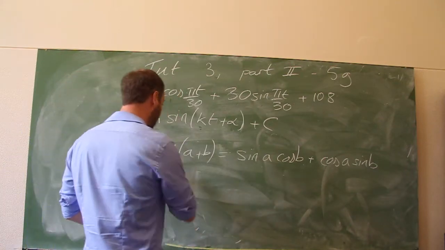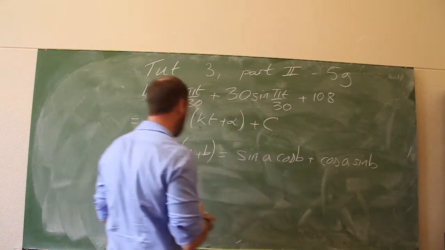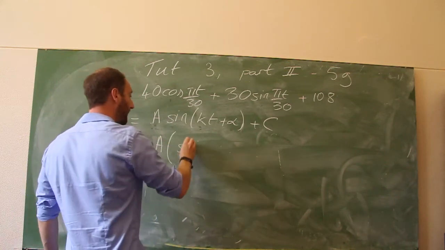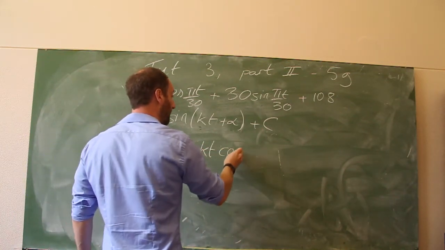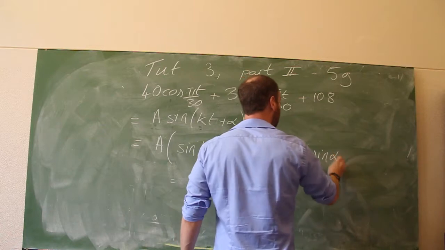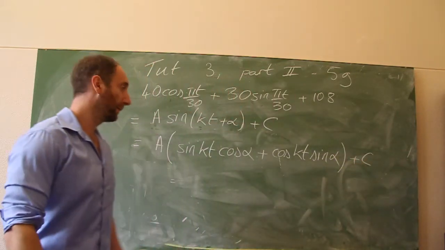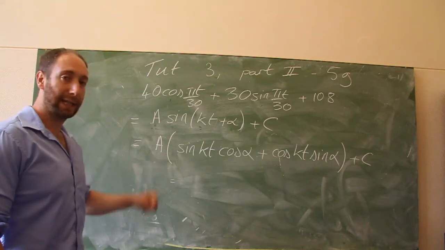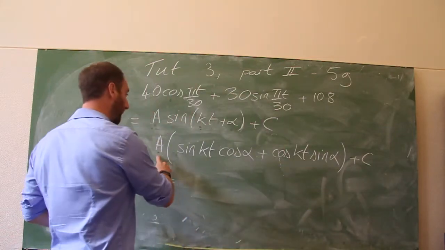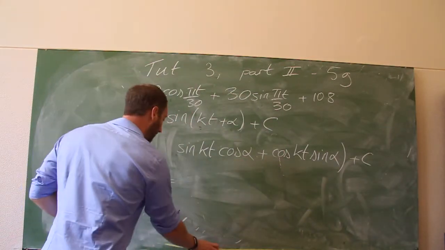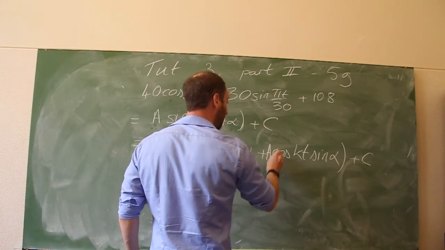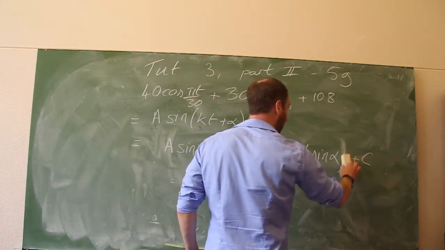So let's actually do that precisely. I'm going to rub this off and then we'll write this out. Now we can write this as a[sin(kt) cos α + cos(kt) sin α] + c. Now they're looking a little more similar, but it's not exactly what we want. Let's put the a separately in front of each of these, so I'm just going to multiply through by a. So we've got a sin(kt) cos α + a cos(kt) sin α + c.